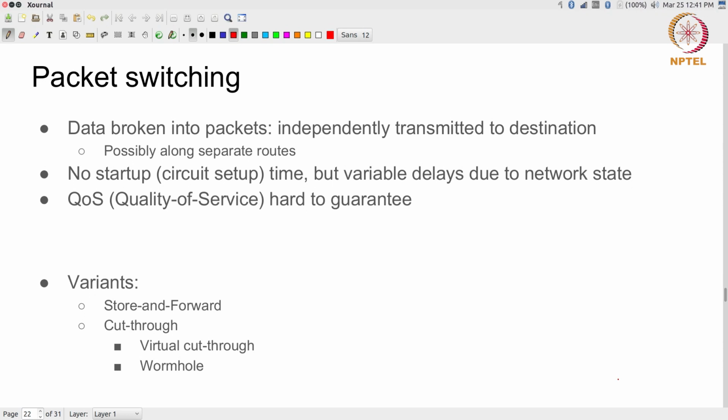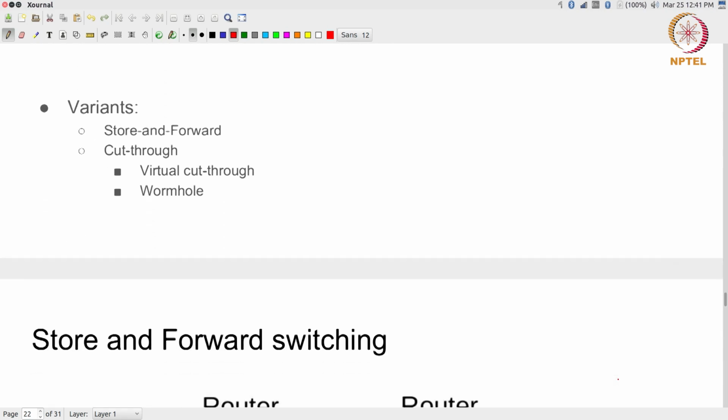The problem with packet switching is something called quality of service. A circuit switched connection guarantees a quality of service. It means that all links over there are now dedicated to your communication, nothing else is going to happen, whereas over here each packet is handled independently. There are a few variants of packet switching.